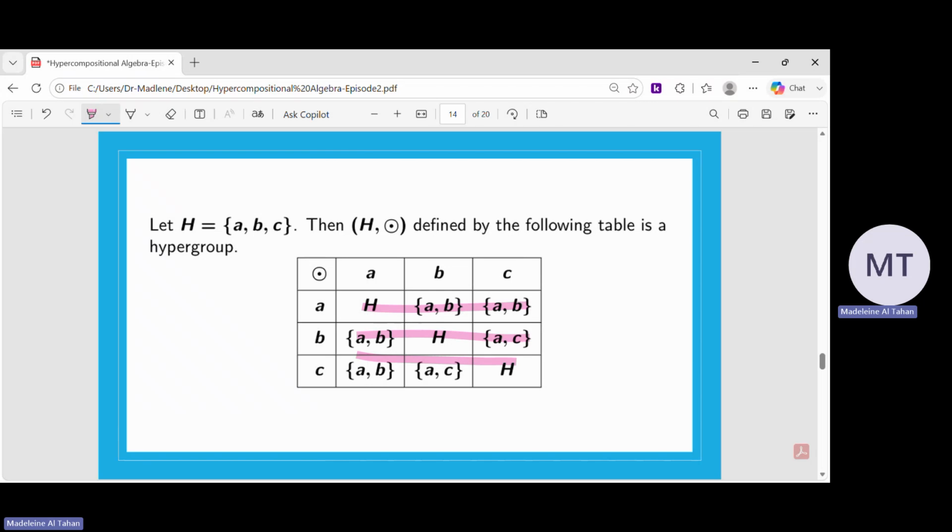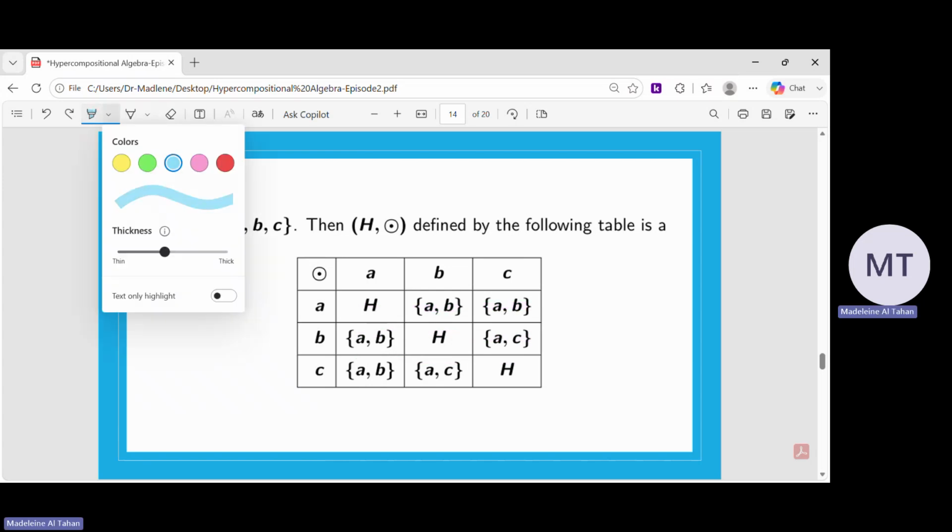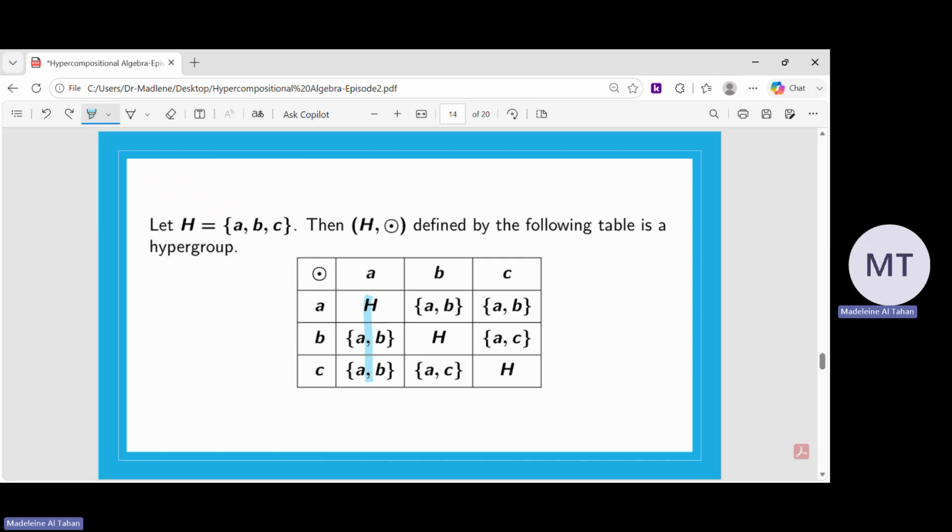The next thing, let's check the quasi-hypergroup, the reproduction axiom. The reproduction axiom, how does it work? We can look at the rows or at the columns.